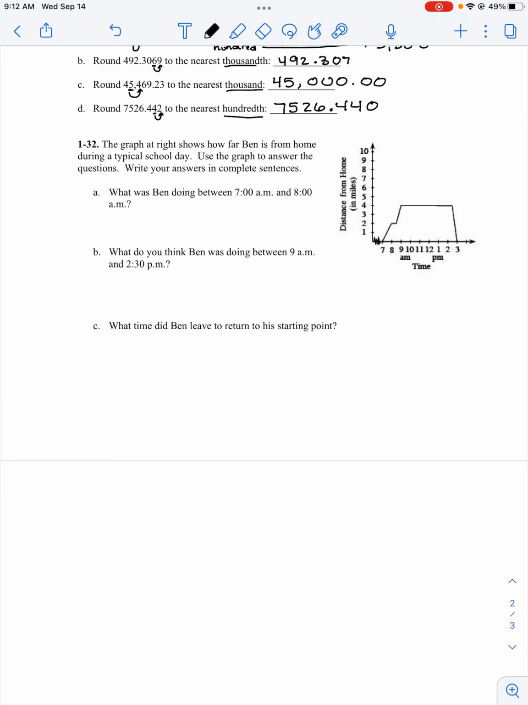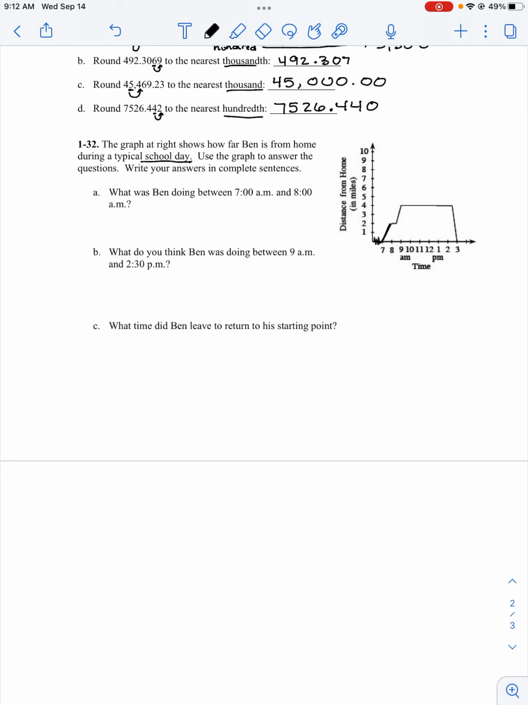Okay, problem 32. The graph at right shows how far Ben is from home during a typical school day. Keyword there, it's a school day. Use the graph to answer the questions. Write your answers in complete sentences. What was Ben doing between 7 and 8 a.m.? So if I look at 7 to 8, he's moving, right? He's not just staying still, he's moving.